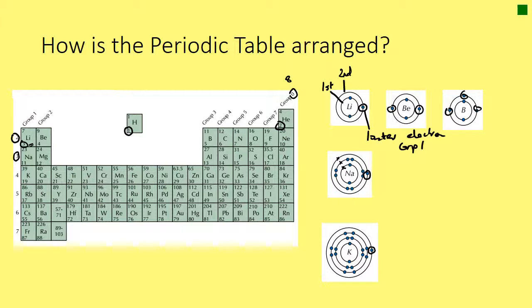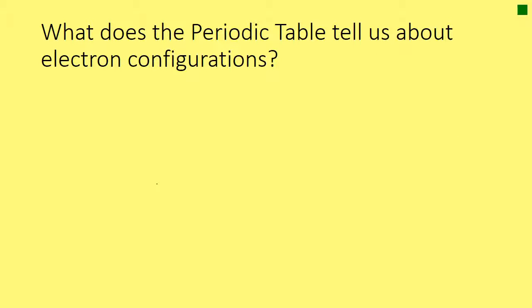Okay, so that's that one. Let's move on. So now we're moving on to the other learning objective, which was this question here: what does the periodic table tell us about electron configurations? And this slide, this little bit of learning, is mostly about subshells.